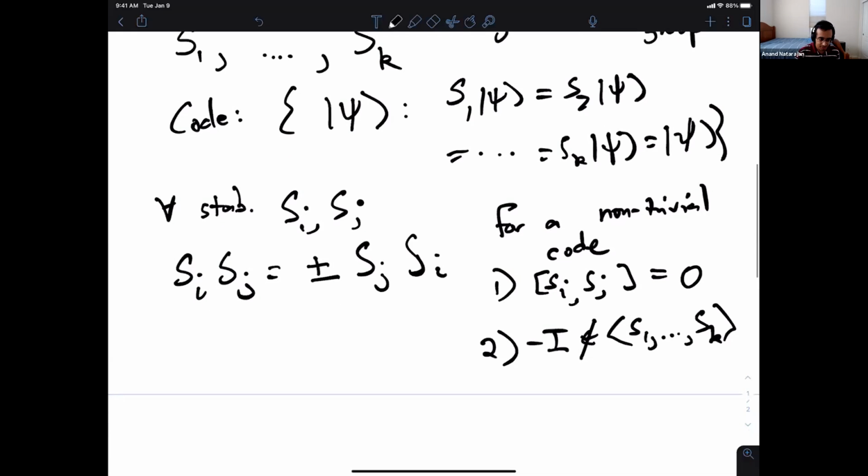Okay, so the second condition doesn't matter so much because today I'm not going to talk too much about general stabilizer codes, just a particular one. But there's something to keep in mind: you want the stabilizers to all commute with each other for you to have a meaningful code.